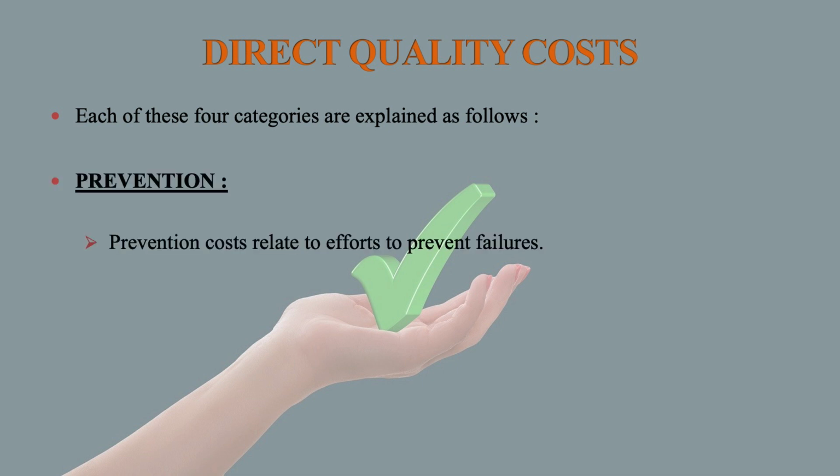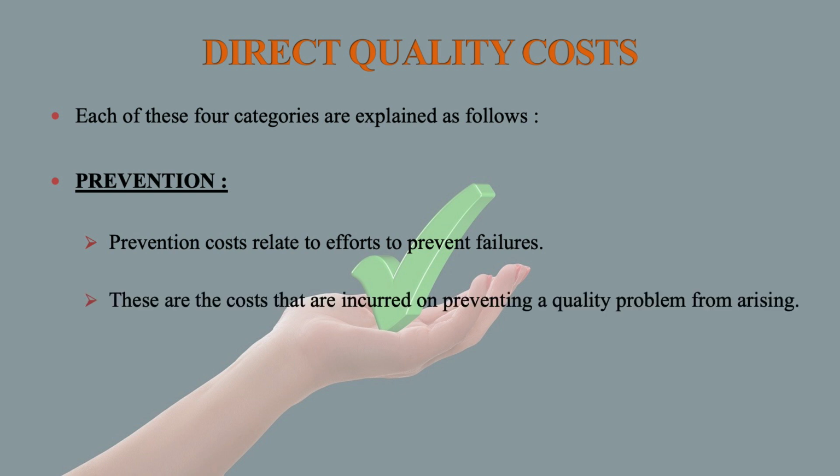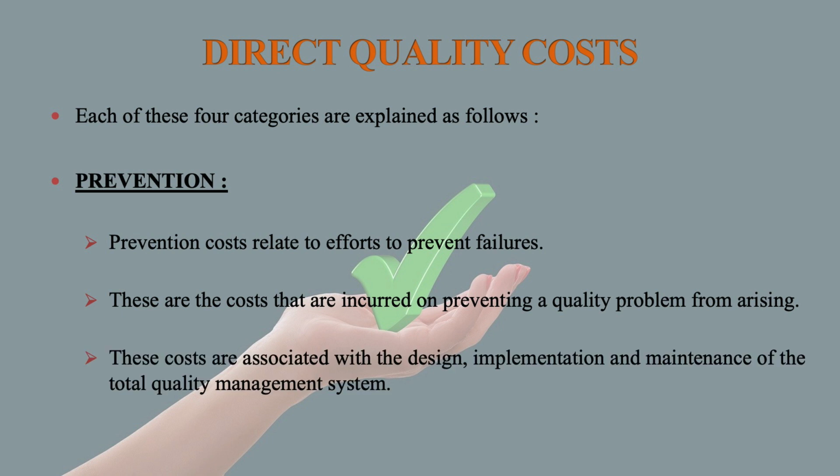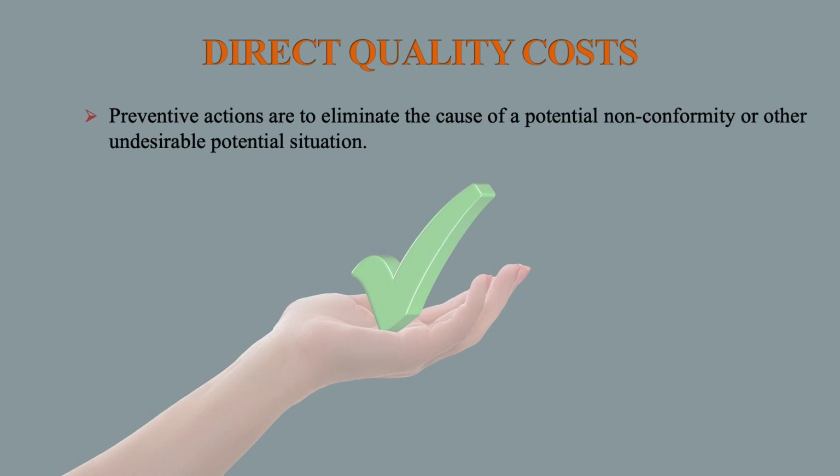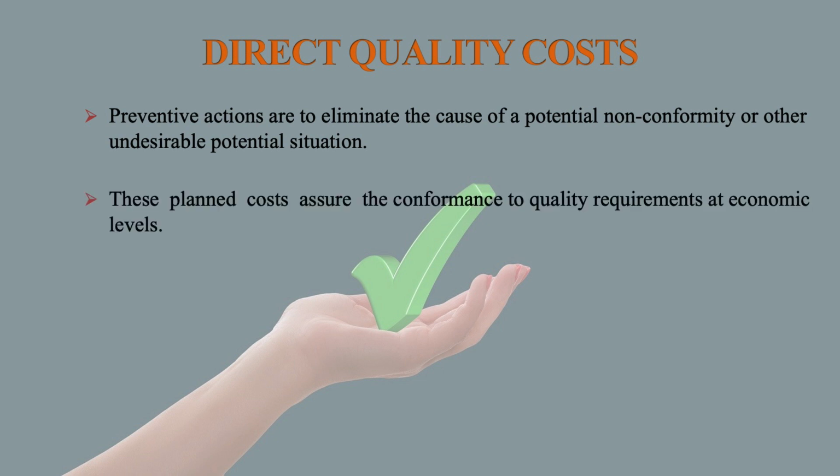Prevention costs. Prevention costs relate to efforts to prevent failures. These are the costs that are incurred on preventing a quality problem from arising. These costs are associated with the design, implementation, and maintenance of the total quality management system. Preventive actions are to eliminate the causes of potential non-conformity or other undesirable potential situation. These planned costs assure the conformance to quality requirements at economic level.